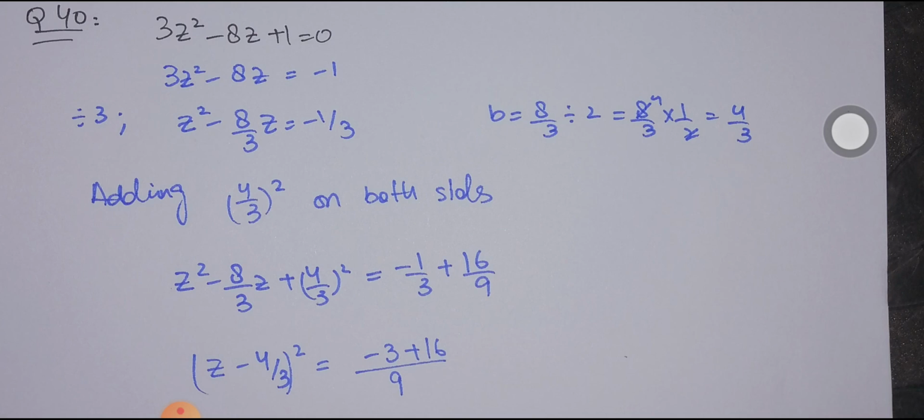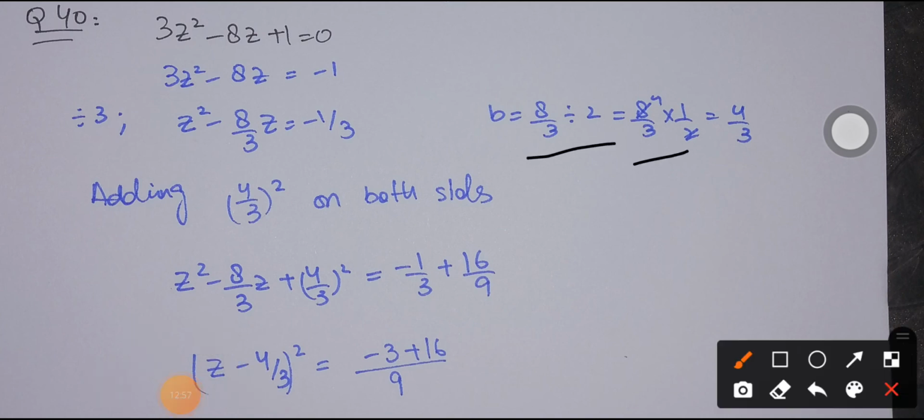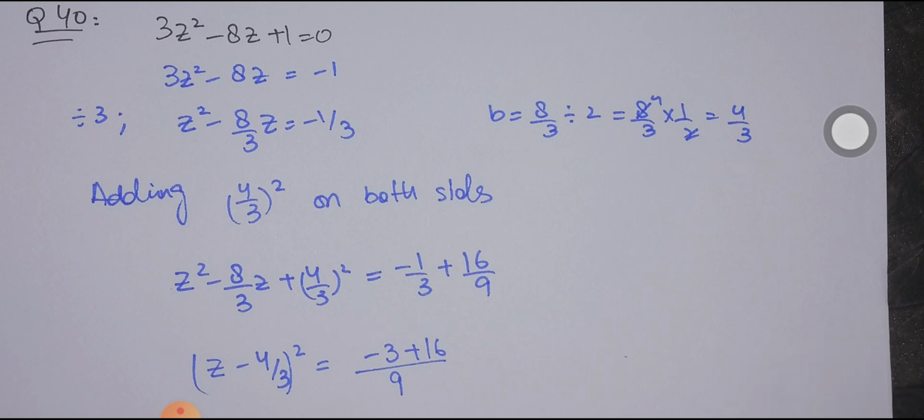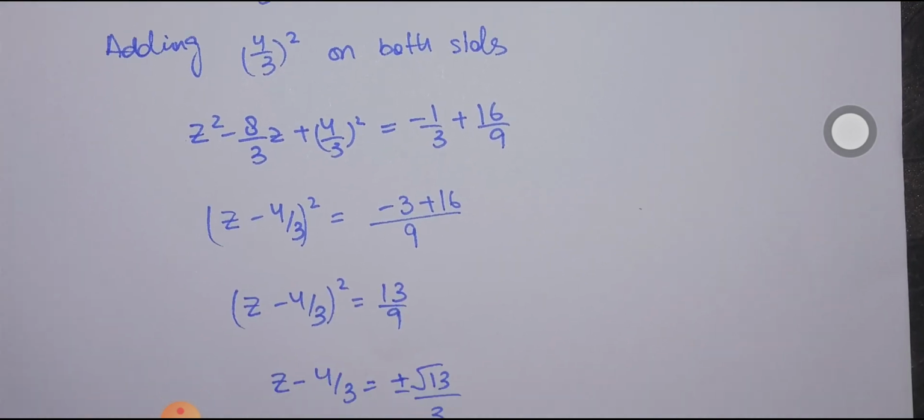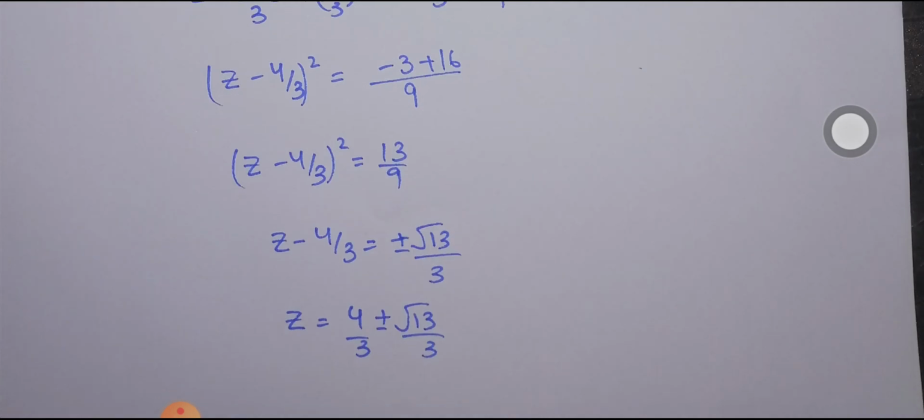So now, in the second step, we will find out the value of b. That is, we have to divide the coefficient of the linear term by 2. So here you can see that we can divide 8 by 3 by 2, or 8 by 3 into 1 by 2. So 4 by 3 will be the answer. So I will add 4 by 3 whole square on both sides. So this will be z minus 4 by 3 whole square, and by taking LCM we can check it to be 13 by 9. Now taking the square root on both sides, we will get the answer for it.